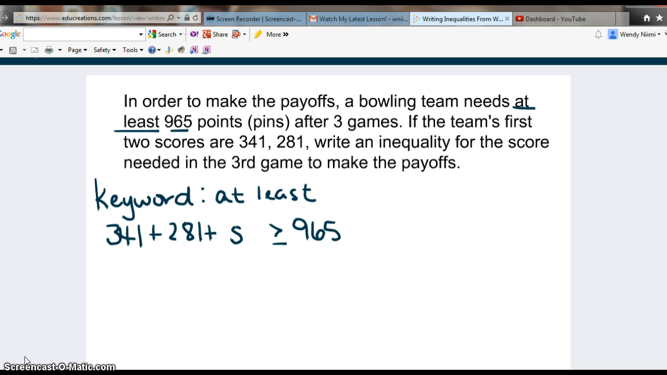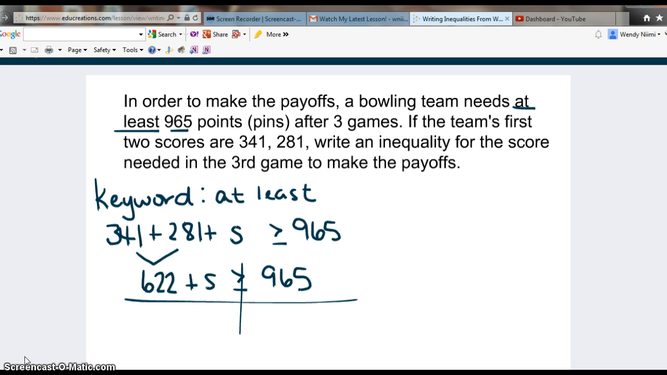Our first step is we need to add together our two scores to find out how much we have in order to proceed on how much we need. We are going to add 341 plus 281, and that gives us 622. So we have 622 plus S has to be greater than or equal to 965.